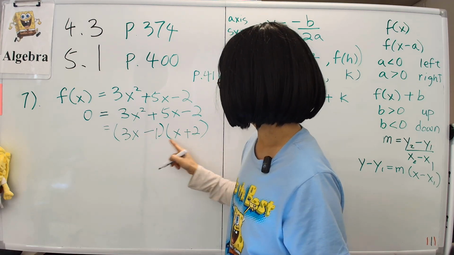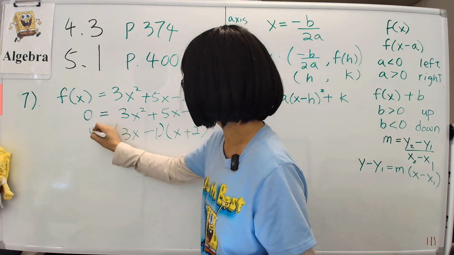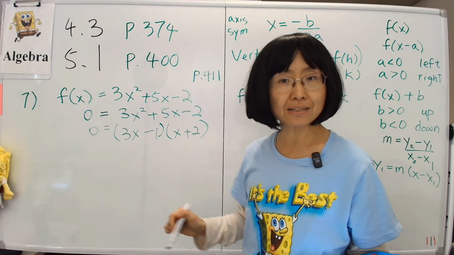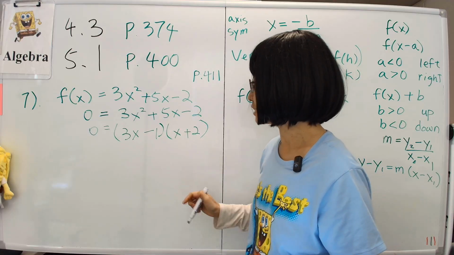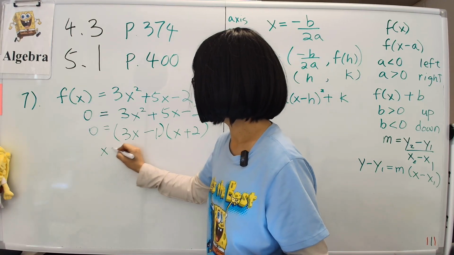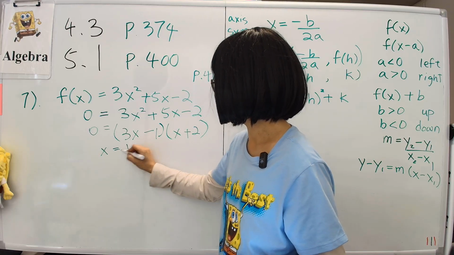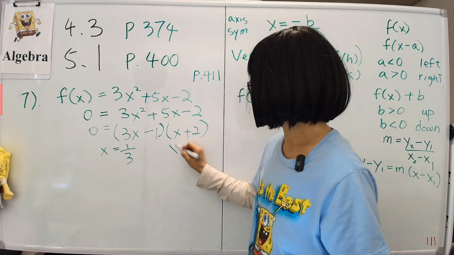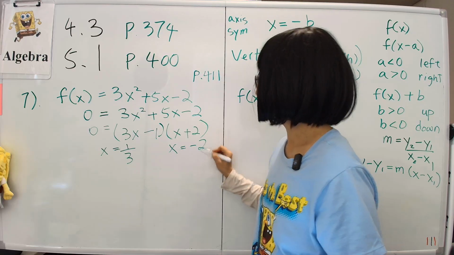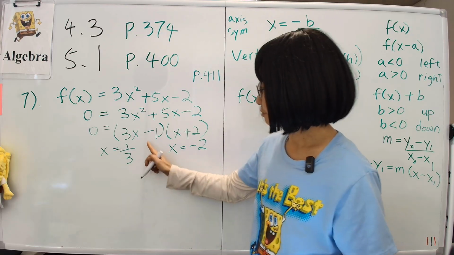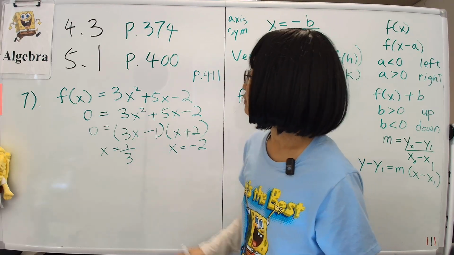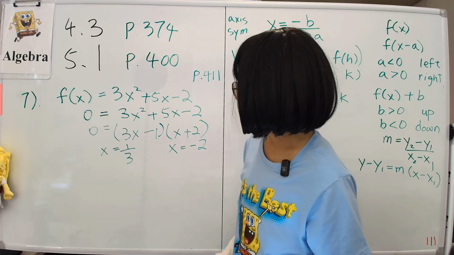And therefore, this is equal to 0, which means one of the factors had better be 0 at least. So then x will be equal to, solving this one, x equals 1/3, okay? And then this one, x equals minus 2, if you set this equal to 0 and solve it. All right.